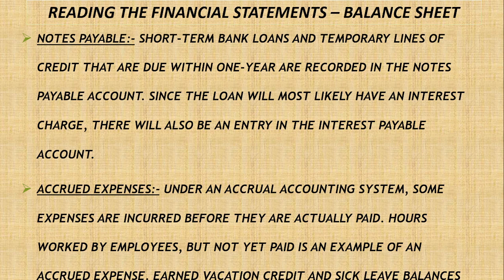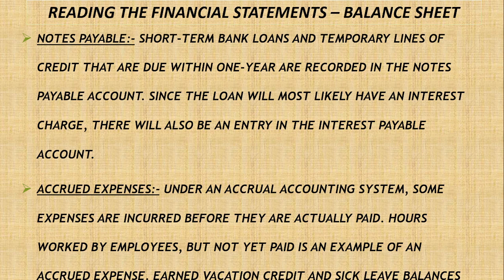Notes payable. Short-term bank loans and temporary lines of credit that are due within 1 year are recorded in the notes payable account. Since the loan will most likely have an interest charge, there will also be an entry in the interest payable account. Accrued expenses. Under an accrual accounting system, some expenses are incurred before they are actually paid. Hours worked by the employee but not yet paid is an example of accrued expenses. Earned vacation credit and sick leave balances.